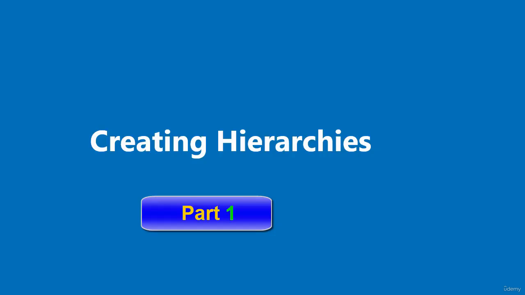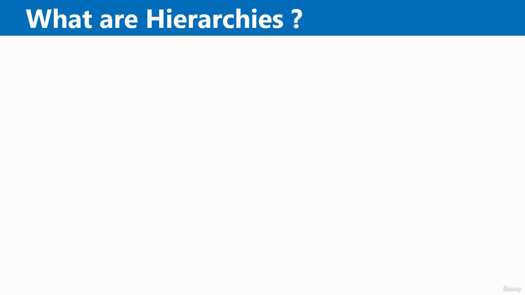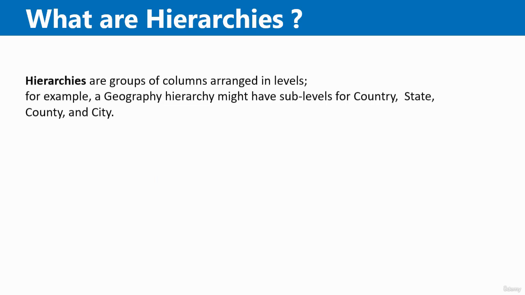In this video, I'll be showing you how to create hierarchies. What are hierarchies? Hierarchies are groups of columns arranged in levels. For example, a geography hierarchy might have sub-levels for country, state, county, and city.